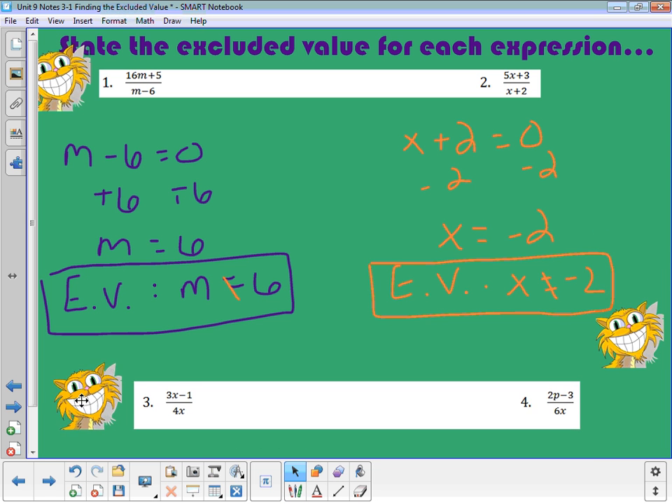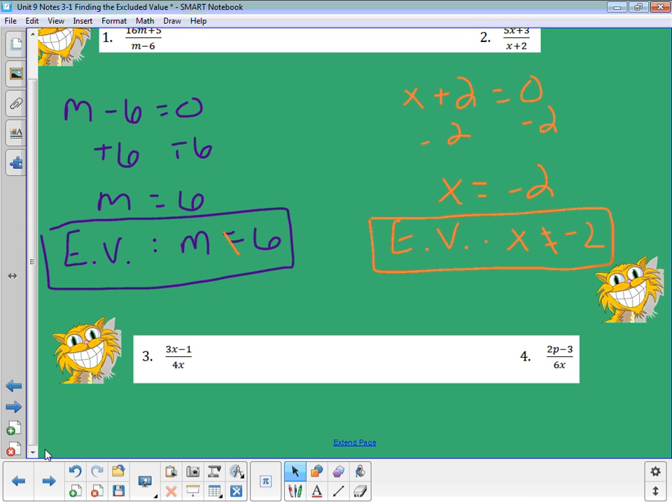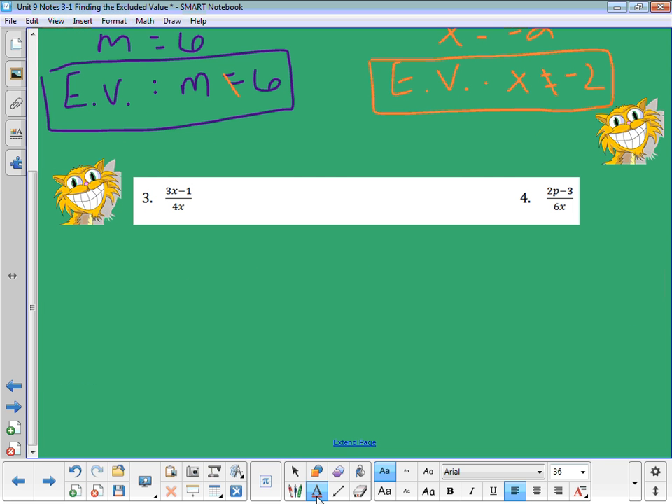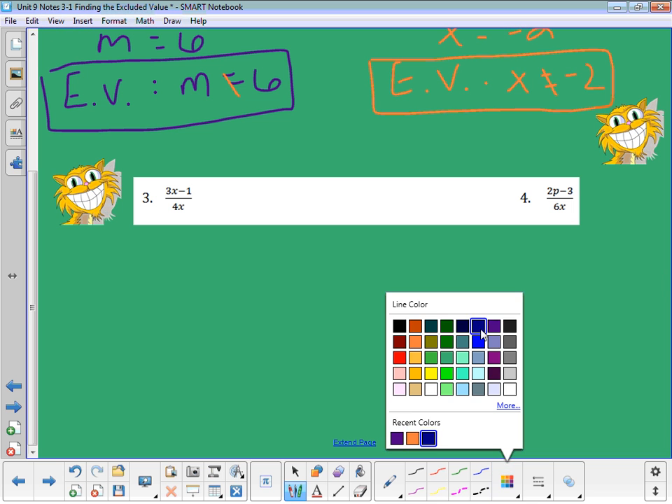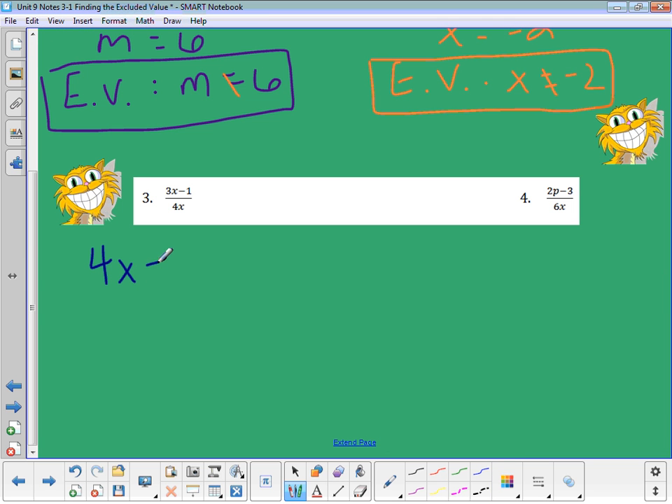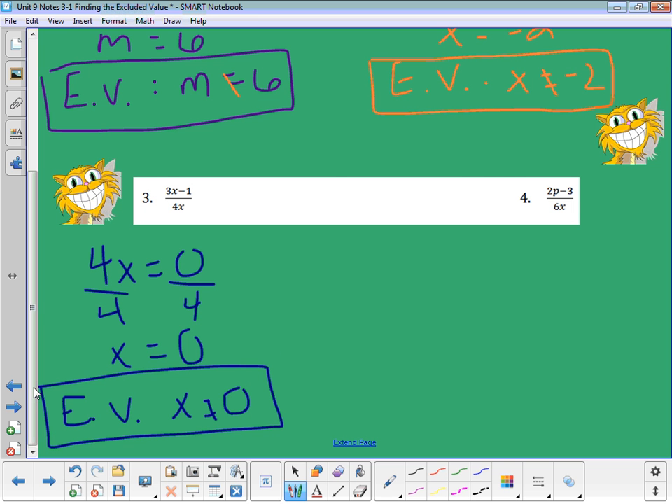Let's take a look at 3 and 4. These ones are a little bit different because we just have a monomial. It's really going to be the same thing though. We're going to take that bottom and set it equal to 0. So I have 4x is equal to 0. Divide both sides by 4. Well, 0 divided by anything is just going to be 0. So I'm stating that my excluded value is that x cannot be 0. Okay, x cannot be 0.